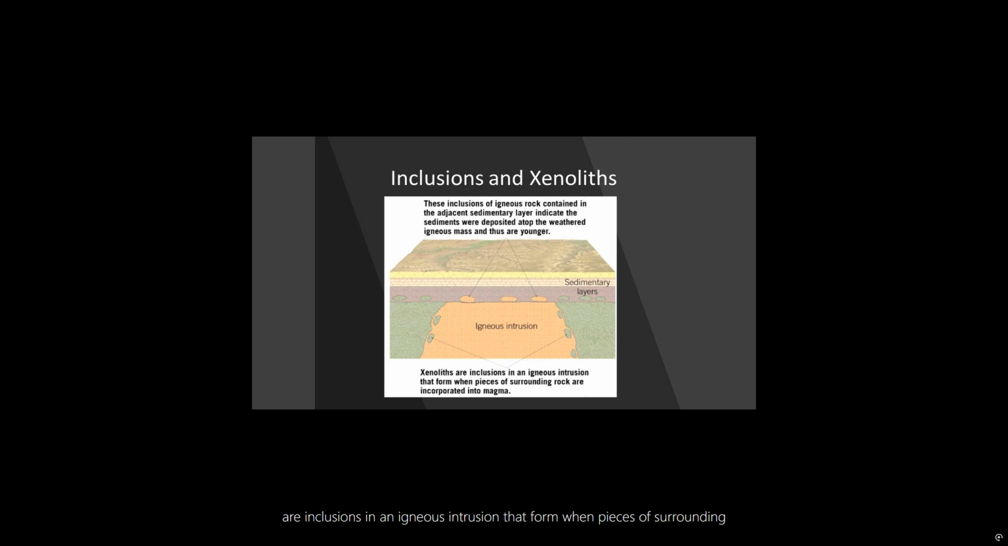Xenoliths are inclusions in an igneous intrusion that form when pieces of surrounding rock are incorporated into magma but do not melt. There are inclusions in the purple sedimentary layer that indicate the sediments were deposited on top of the weathered igneous mass. So in this illustration, the green xenoliths are older than the orange igneous intrusion, and the orange igneous inclusions are older than the purple sedimentary rock.